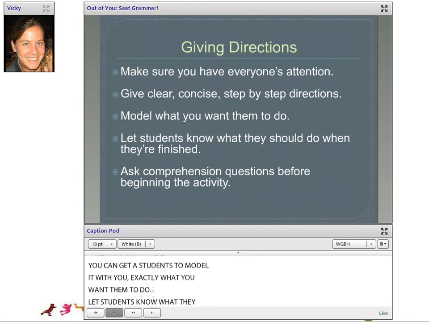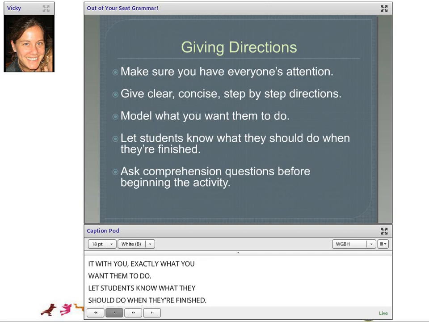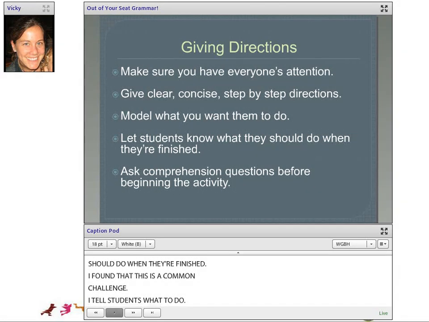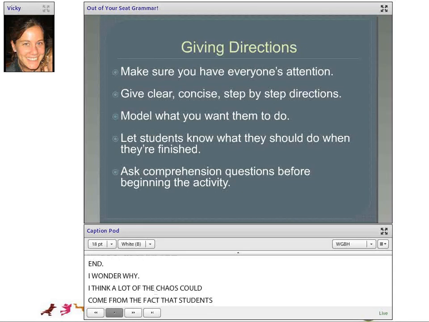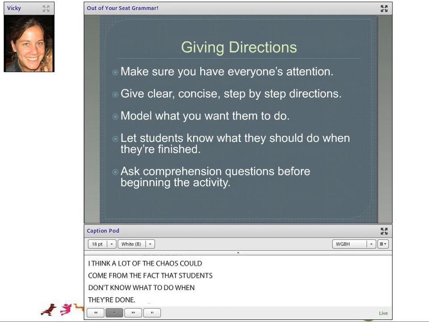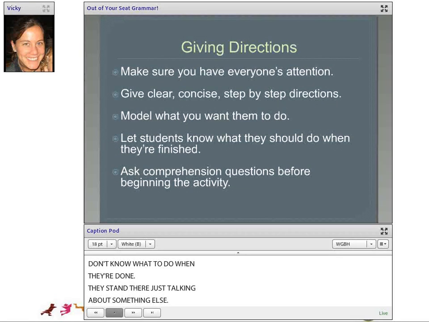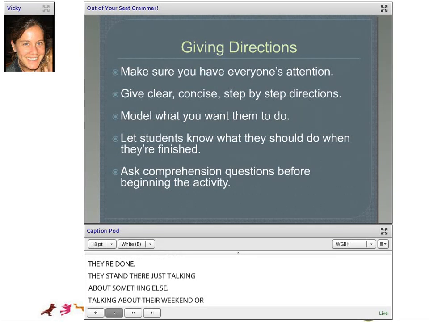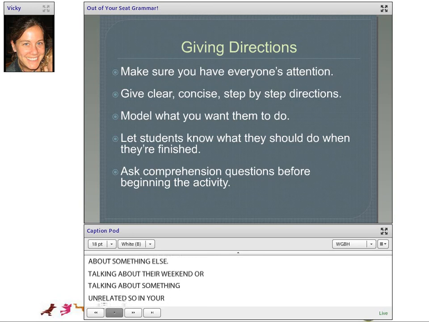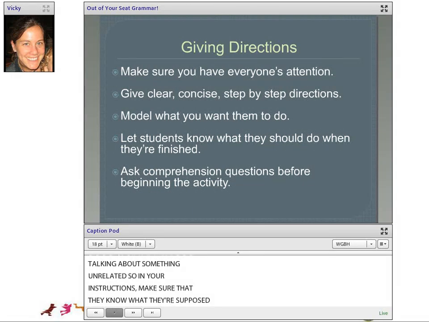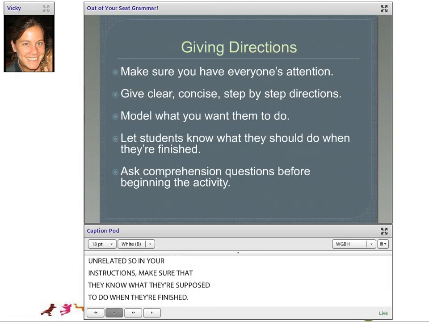Let students know what they should do when they're finished. I found that this is a common challenge. I tell students what to do, and then I feel like there's chaos at the end, and I wonder why. I think a lot of the chaos could come from the fact that students don't know what to do when they're done, and so they stand there talking about their weekend or something unrelated. So in your instructions, make sure that they know what they're supposed to do when they're finished.